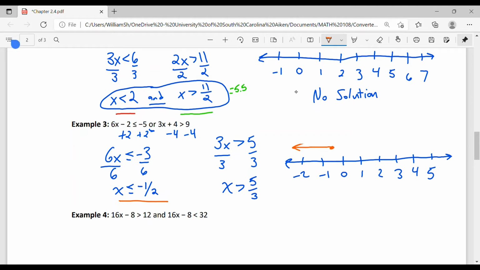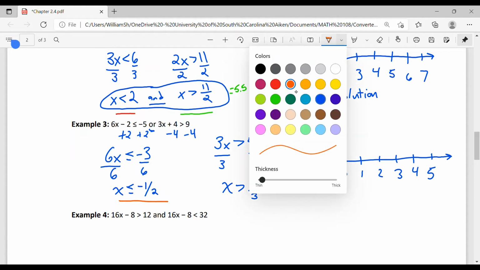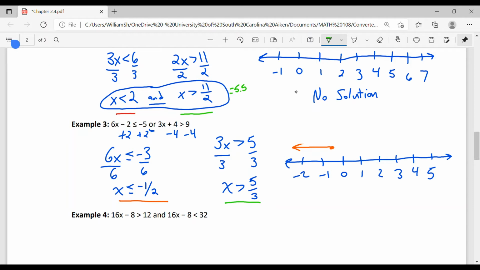Now, here, I'll graph this one in a different color. We'll do green on this one, kind of similar to what we did on the first one. Now here, I've got x is greater than 5 over 3. Now 5 over 3, it's not quite 2, but it's definitely bigger than 1, so it lies about right here. You can find it on your calculator if you want to. It is an open circle because it's not equal to, and x is greater than this.